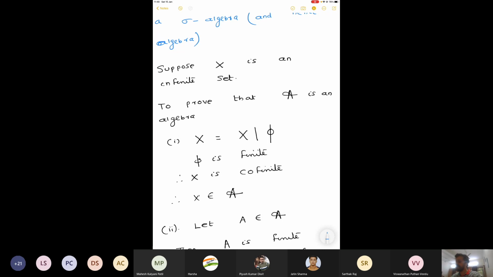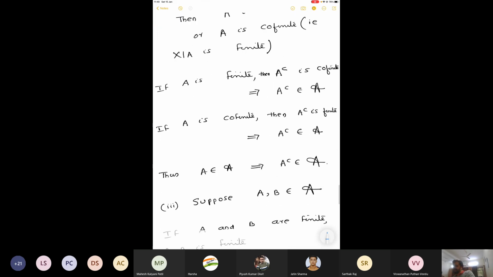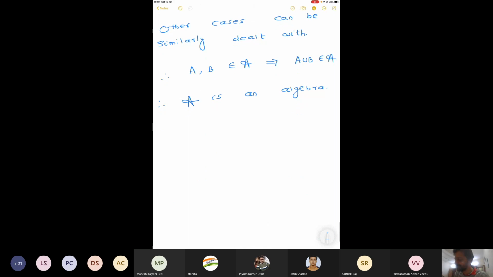Suppose I want this script A to be not just an algebra, I want it to be a sigma algebra. That is possible only when X is a finite set. This collection of finite and cofinite subsets, if you put it inside the basket script A, the basket will be an algebra, but it will not be a sigma algebra in general. It can be a sigma algebra only when the ambient set that you are taking is a finite set. Okay, so let me go to the B part.